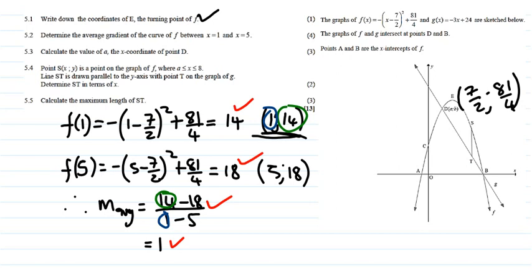Are we ready for 5.3? The value of A, that is the x coordinate of point what? D. Are you guys okay with me? Someone is saying the answer here. What are you saying?